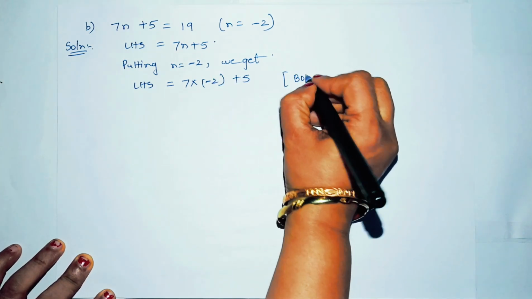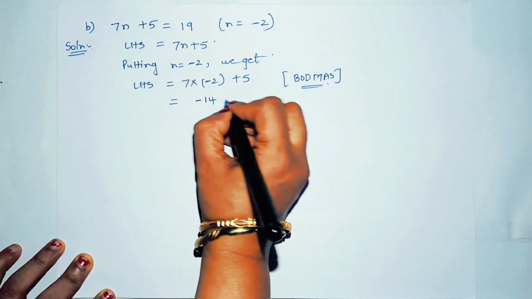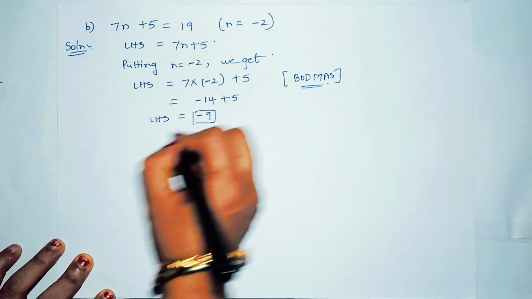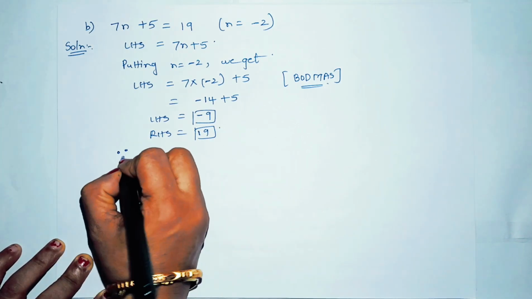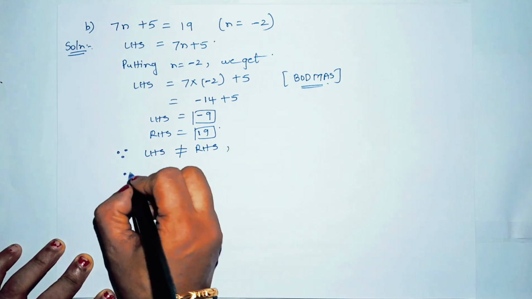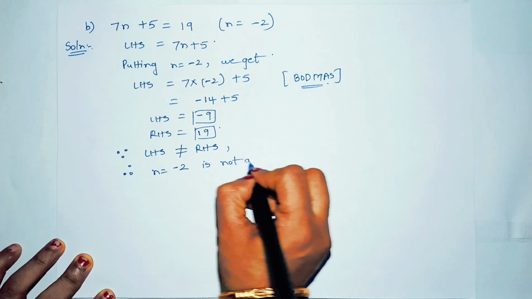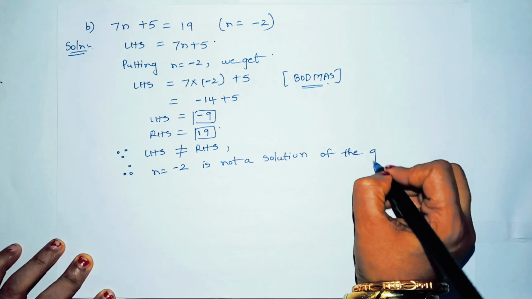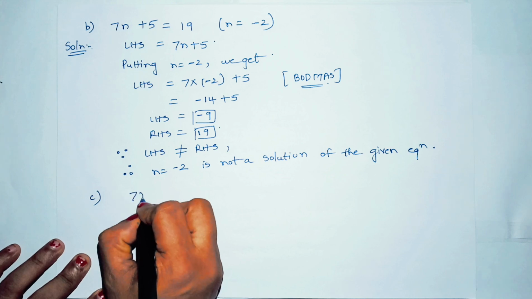You know BODMAS, so apply this rule. 7 twos are minus 14, plus 5. So LHS, what you got? Minus 9. And RHS, what they have given? 19. So what will I write? Since LHS is not equal to RHS, therefore n is equal to minus 2 is not a solution of the given equation.